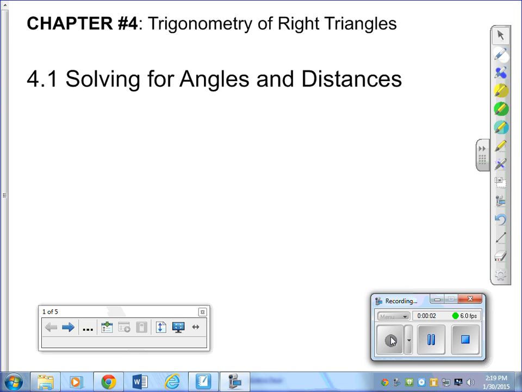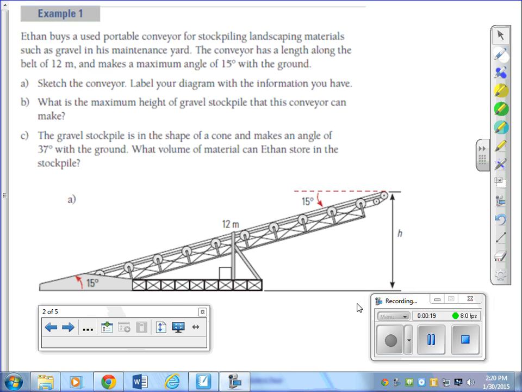Well, welcome to Chapter 4. We're going to start looking at triangles and reviewing what we know about the trigonometric functions, sine, cosine, and tan, and deal with some vocabulary that we haven't seen for a little while. So let's go ahead and get right into a question here.